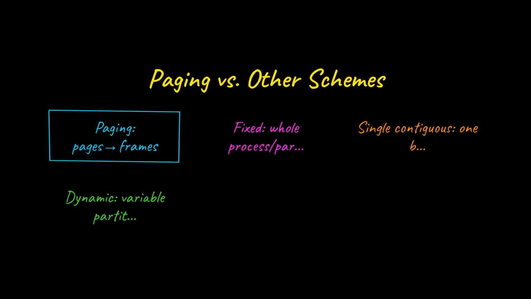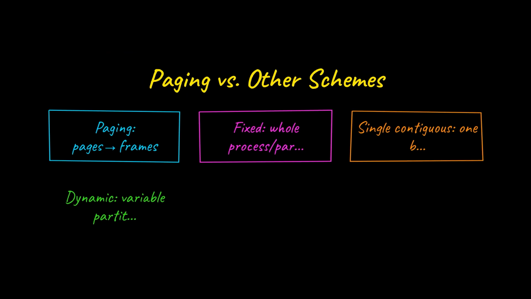Paging is often confused with other memory schemes. Fixed partitioning holds one whole process per preset partition. Single contiguous memory requires the entire program in one unbroken block. Dynamic partitioning with compaction reshuffles variable size partitions. Only paging uses uniform pages placed into uniform frames tracked by a table.